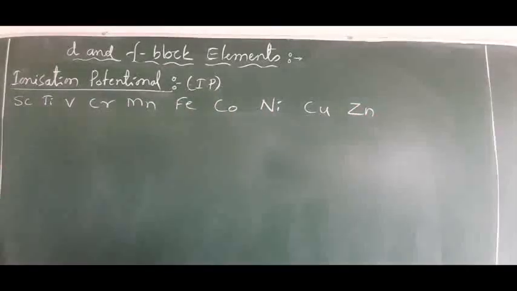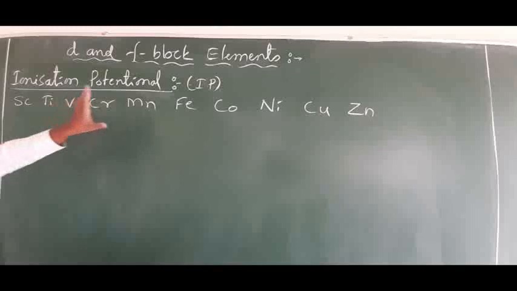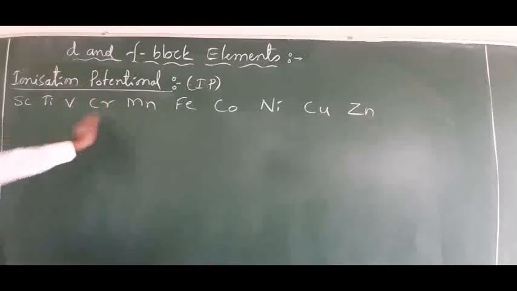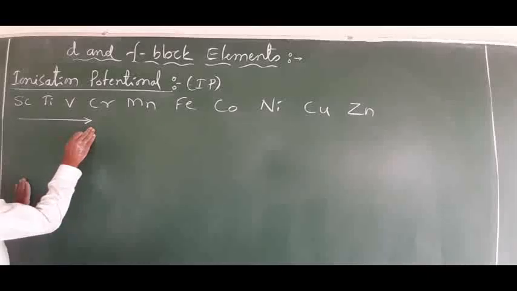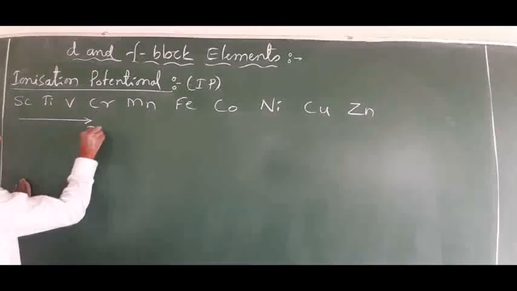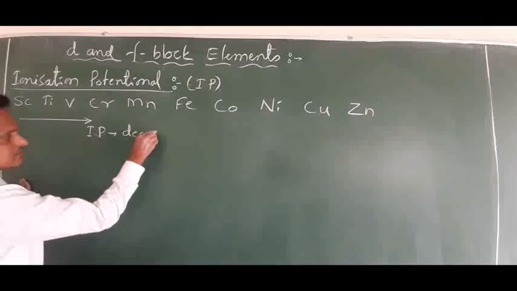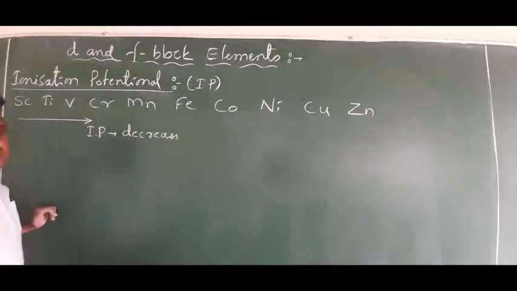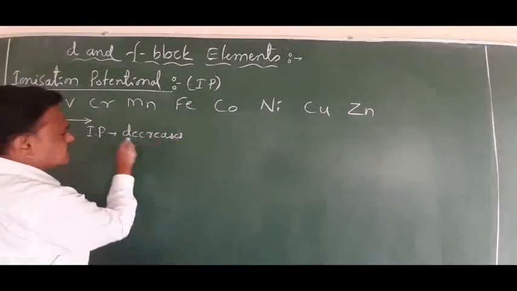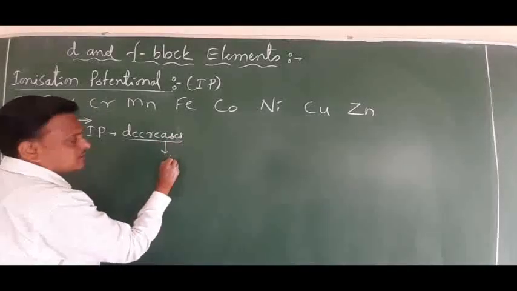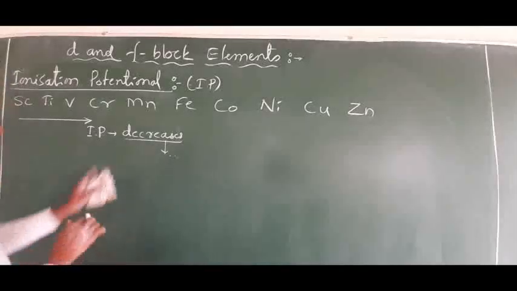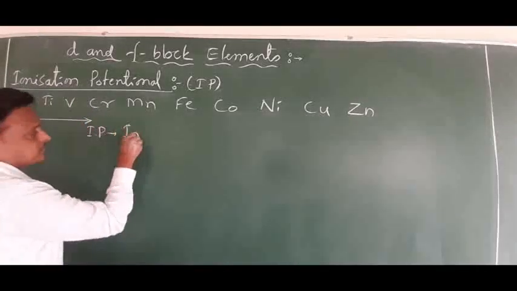These are the 3d series, the first series of your d block, consisting of 10 elements. What happens in this? Sir, here also it is along the period. And along the period, the basic concept is that ionization potential decreases. Sir, why does it decrease? Why does it decrease? Because, yes, sorry, ionization potential increases.